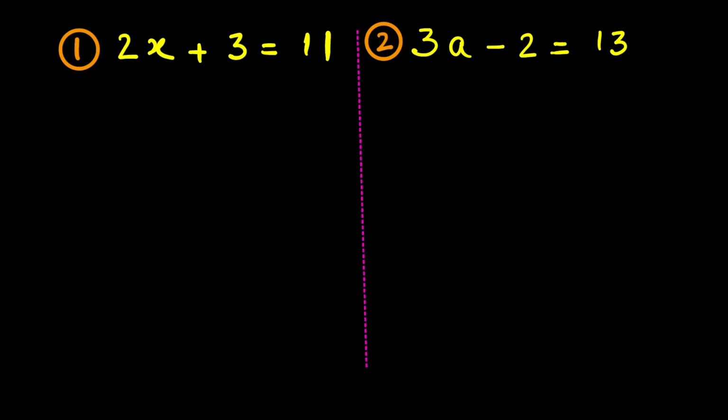Example 1: 2x plus 3 is equal to 11. Using the two-step method, first we can see that the variable is x and the coefficient is positive 2. So first we will subtract 3 on both sides, doing the opposite operation.